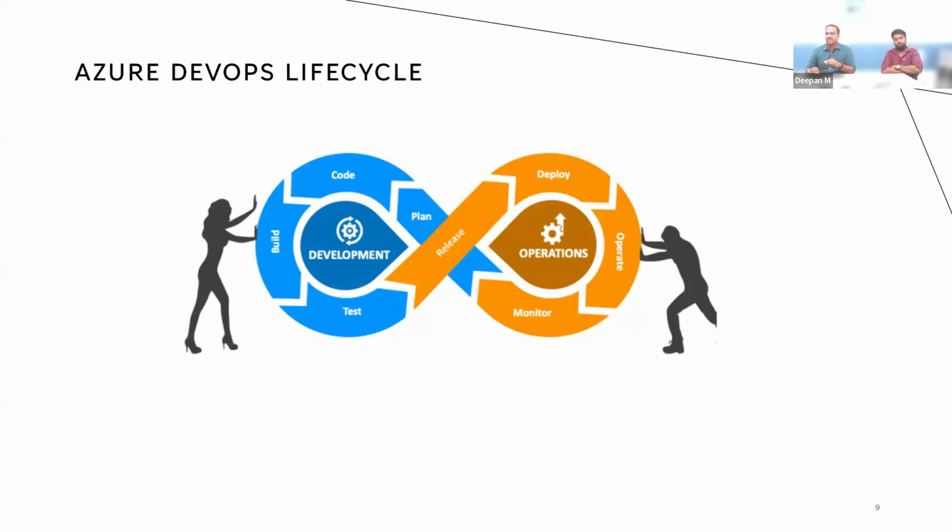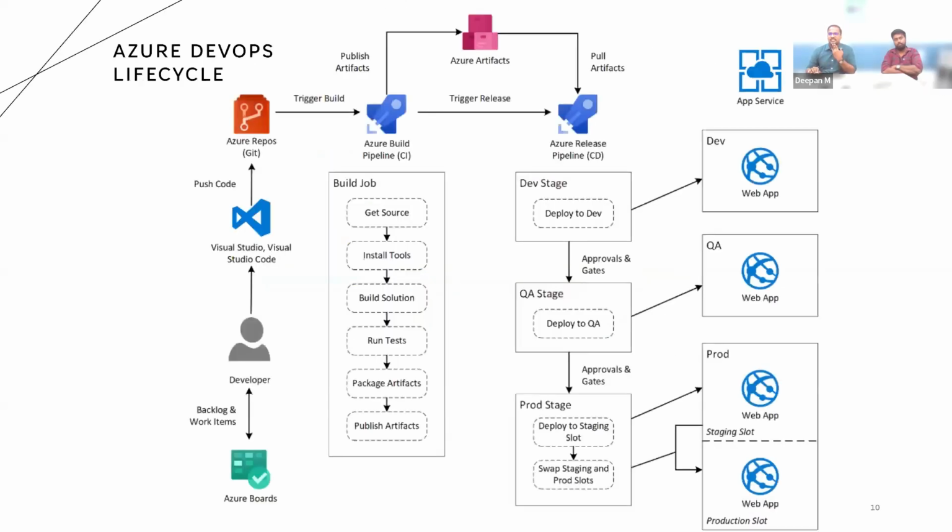These are the features we covered in detail, and what is depicted here are the phases of the development side and what operations does. This is the life cycle of DevOps. The developer pushes code to the Git repository, and then the pipeline gets triggered and passes through all these stages. After that, it goes to the release pipeline and deploys to the different stage environments.